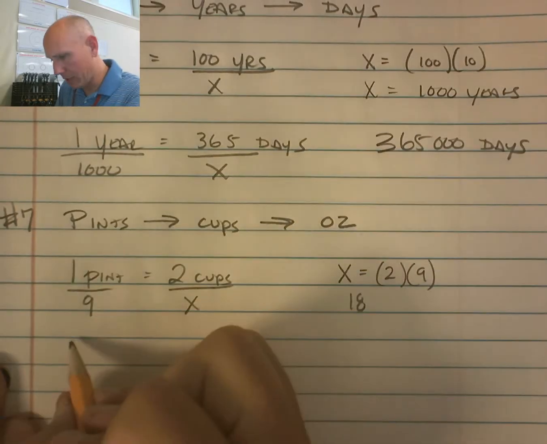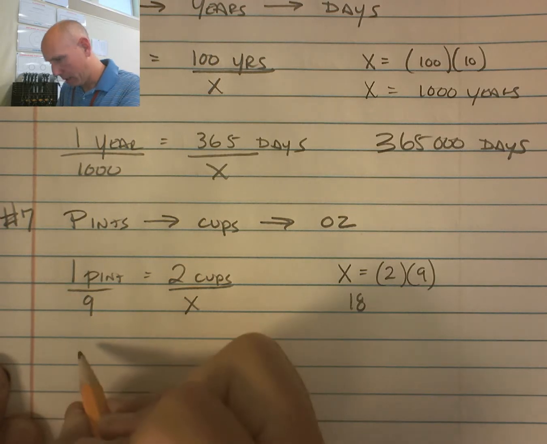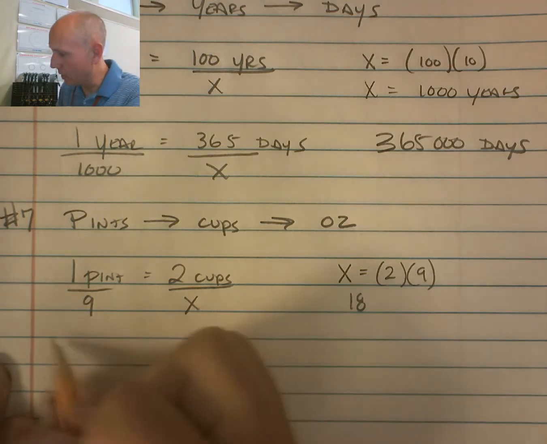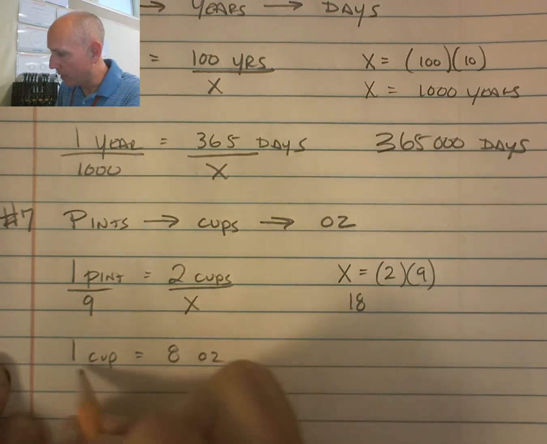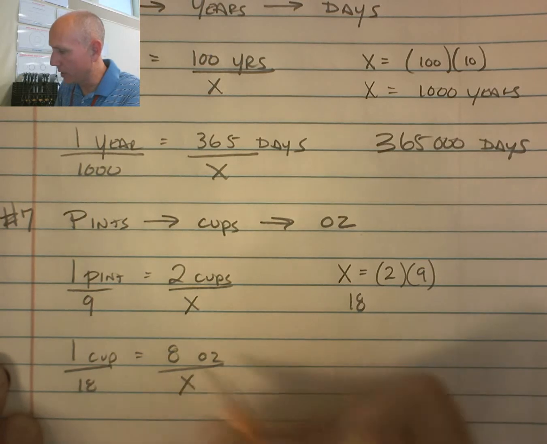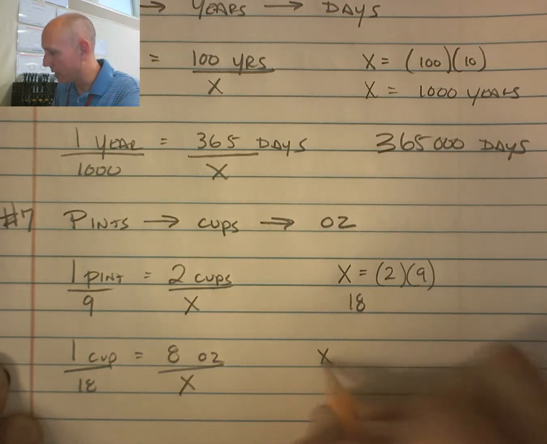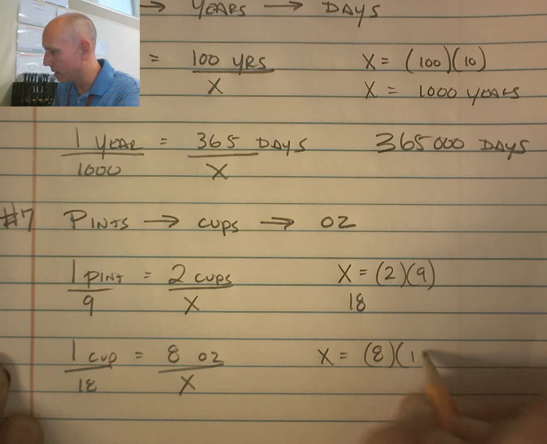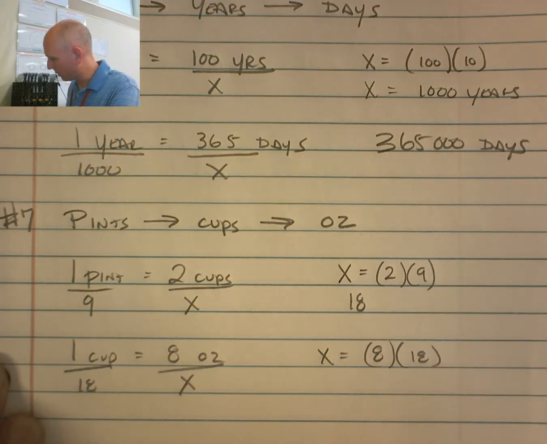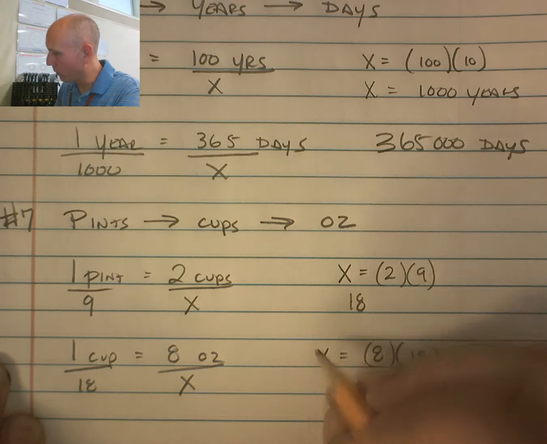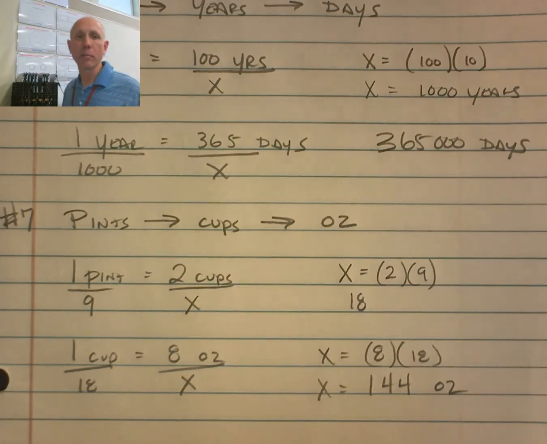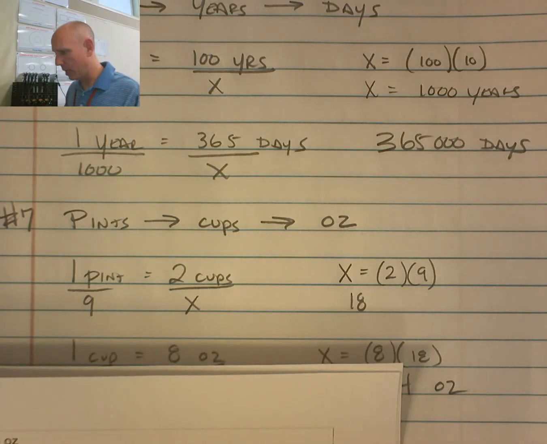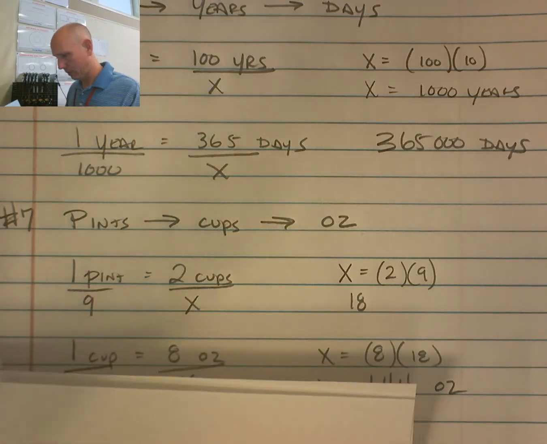Now cups to ounces. 1 cup is 8 ounces. I have 18 cups and x ounces. Cross multiply and divide. It's going to be x equals 8 times 18, which is 144. 144 what? Ounces. That was number 7. Checking in with my answer key. 144 ounces.